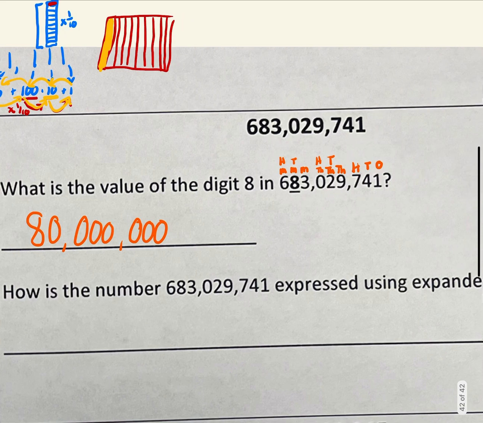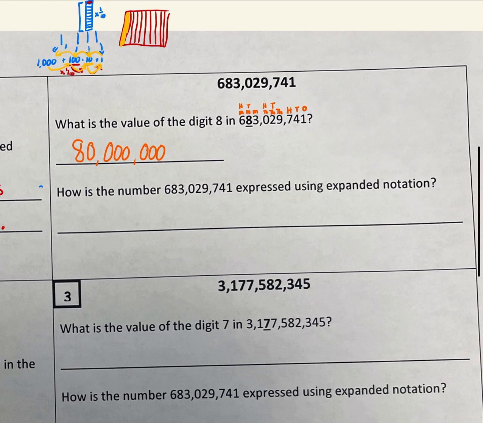Okay, so now our next one. It wants to know, how is the number 683,029,741 expressed in expanded notation? So guys, if we think back to last week's stuff, remember expanded notation is when you have to break it apart even more. It's not expanded form where you break it down by the value of each digit, but you kind of have to zoom in even more.